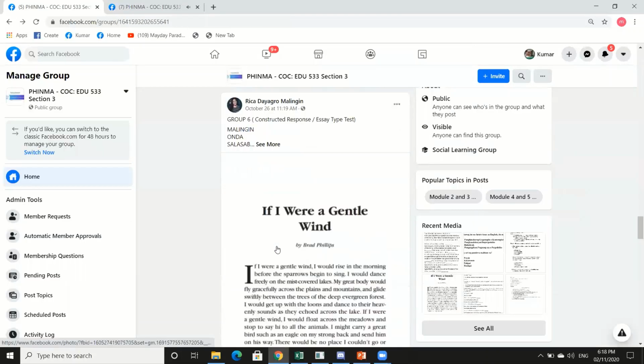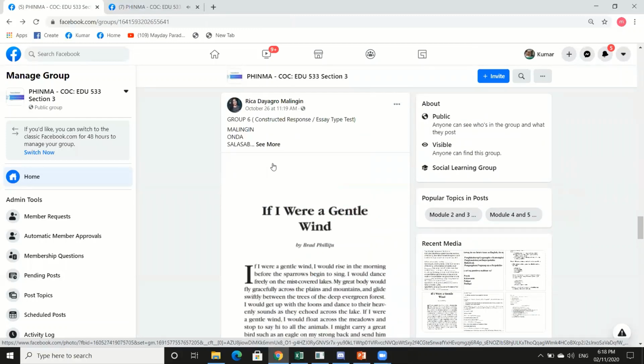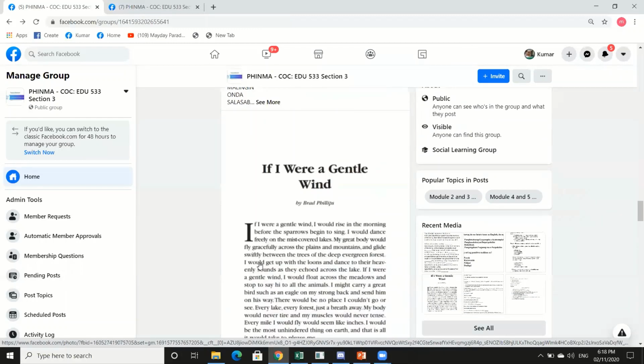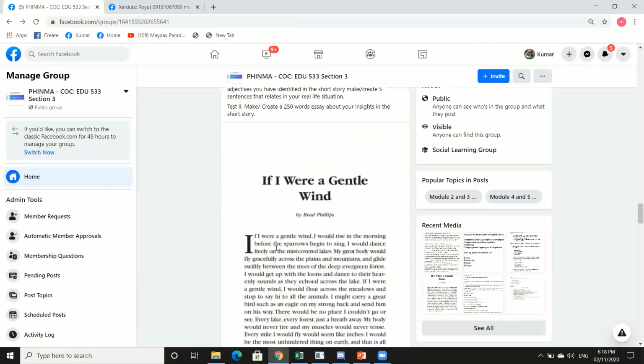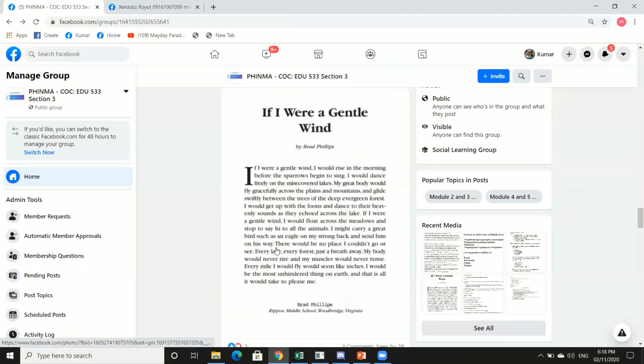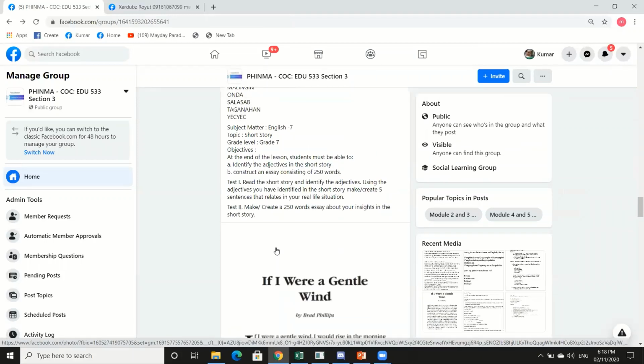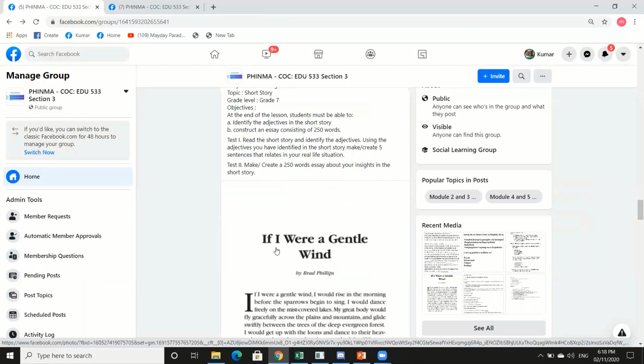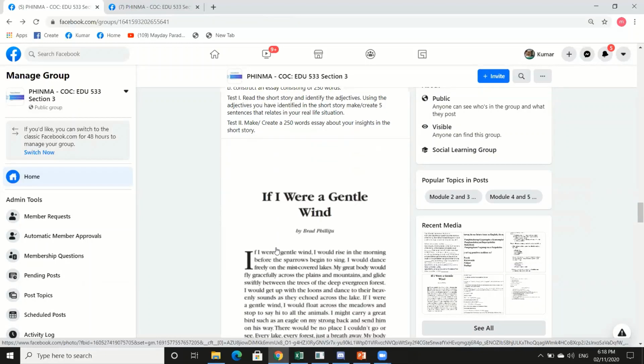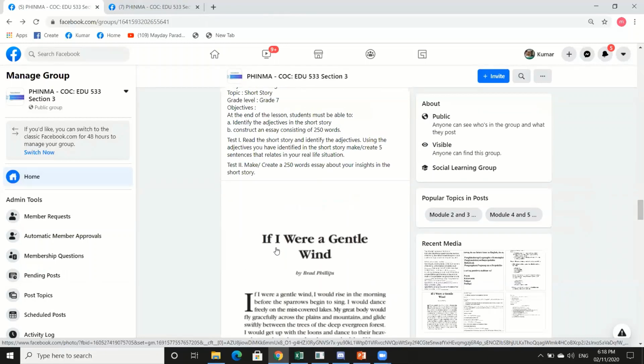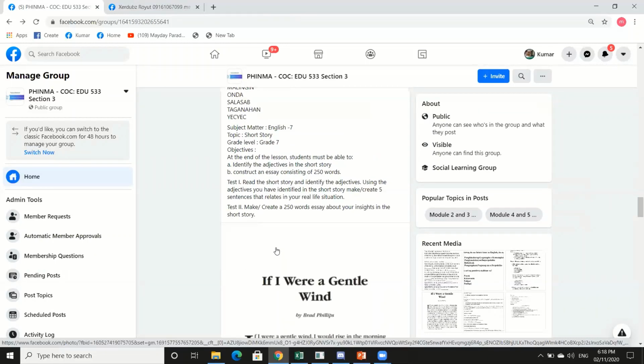Okay, let's move on to group number six. They have used an essay item. Identify the objectives, the story. You can see here it doesn't match. The test doesn't match with objective number one. If it's identifying, then the test should be identifying.